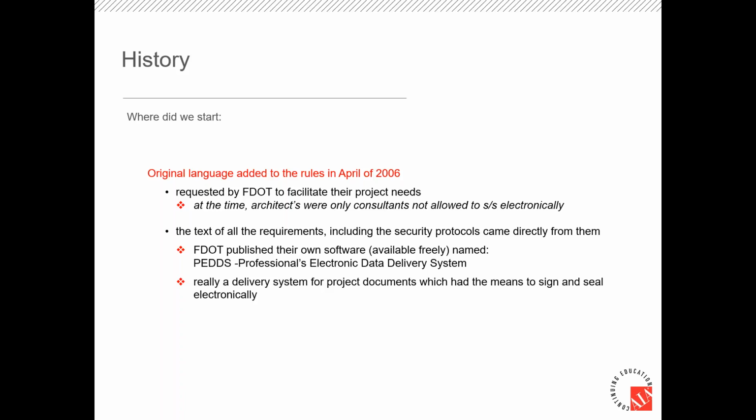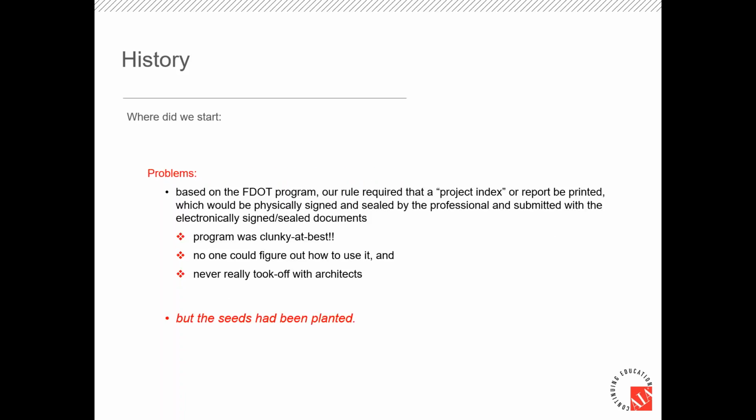And the name is important because in reality, it was a delivery system. It was not intended to be an electronic signing and sealing methodology, although it required one in order for true electronic delivery. And so it was added to it. But what happened was that, first of all, the program was very clunky. And you had to have it in order to access the drawings. You couldn't access it through any normal PDF software for verification purposes.